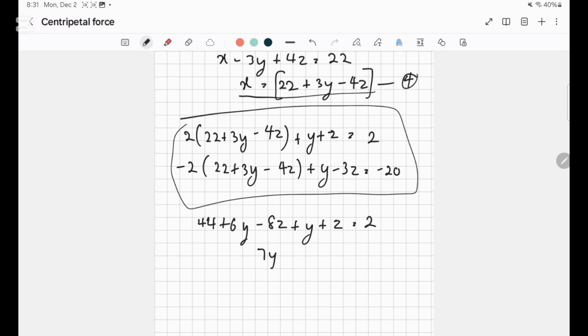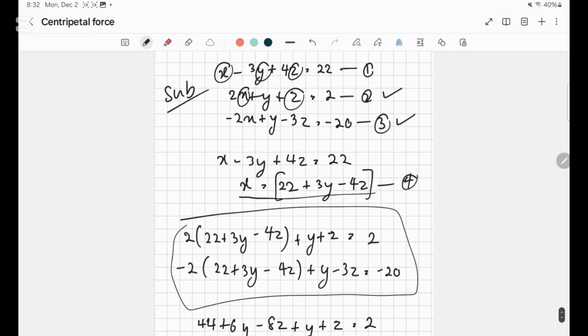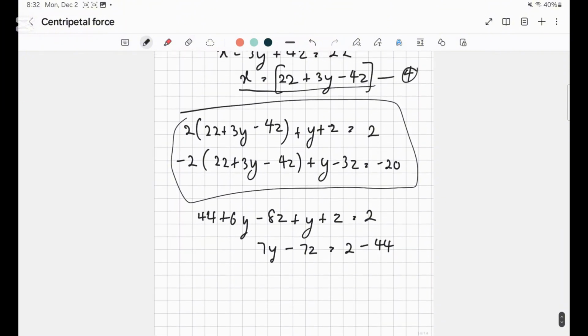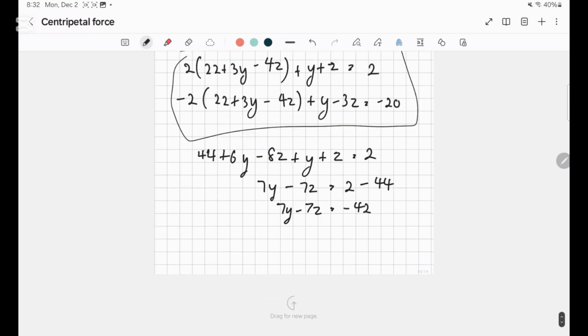So, yeah, you get 7y minus 7z equals 2 minus 44. 44 goes on the other side. Okay, then 7y minus 7z equals minus 42. You got one equation. And now we have the other one.